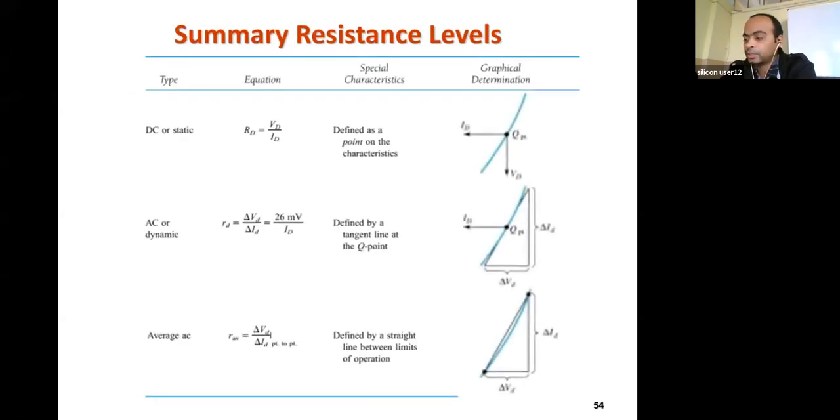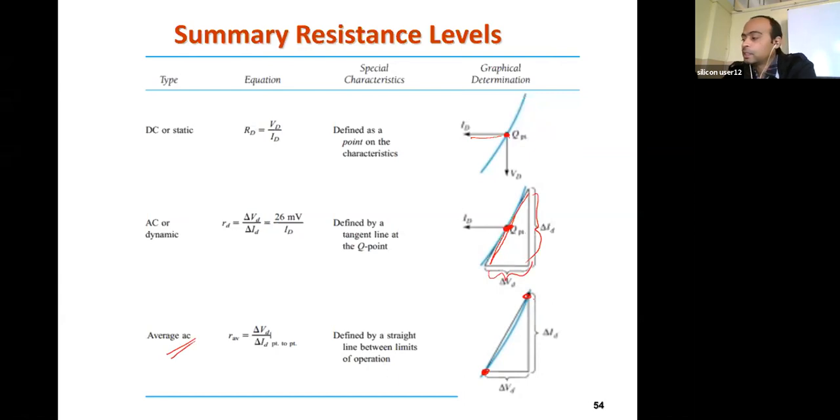And this is the summary. DC resistance, at a particular point, is the corresponding VD by the corresponding ID. AC resistance is what at a particular point? If you are finding the resistance at this point, make a tangent and find the slope of the tangent. That is, for this tangent, what is the delta VD by delta ID? That is the AC resistance. And average AC resistance is what? You take 2 points, and in between these 2 points, find the delta VD by delta ID.